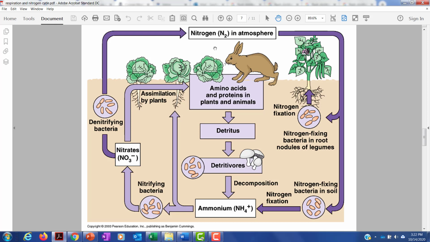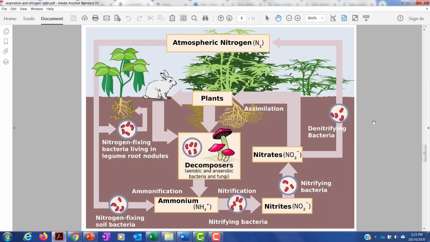So this is the natural cycle, and the thing that's really, really interesting is, again, we human beings can be pretty inventive. We found a way to take this N2 in the atmosphere and directly turn it into NO3. And by doing that, really, really up the production of plant matter on the planet. But of course, as you can imagine, that's come with some cost.